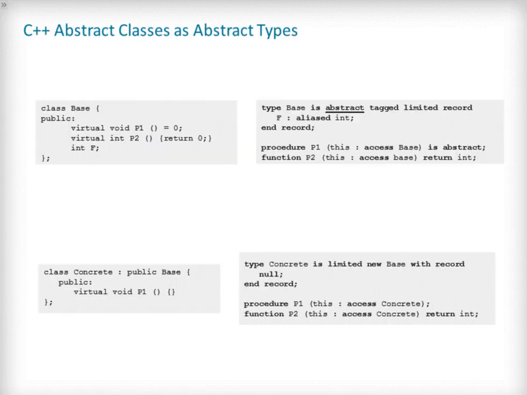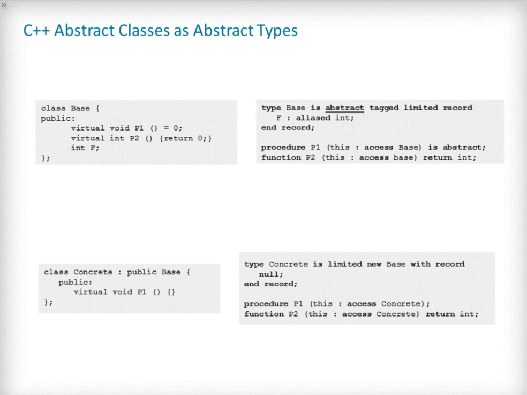C++ abstract classes contain at least one pure virtual function, which is a virtual function with no concrete implementation provided for the class. Ada represents abstract classes that include either attributes or at least one pure virtual function using abstract tagged types. The C++ base class has a pure virtual function called P1 and a non-pure virtual function with a default inline implementation. There is an integer attribute called f, so the associated Ada representation must use an abstract tagged limited record, as shown in the top right of this slide.